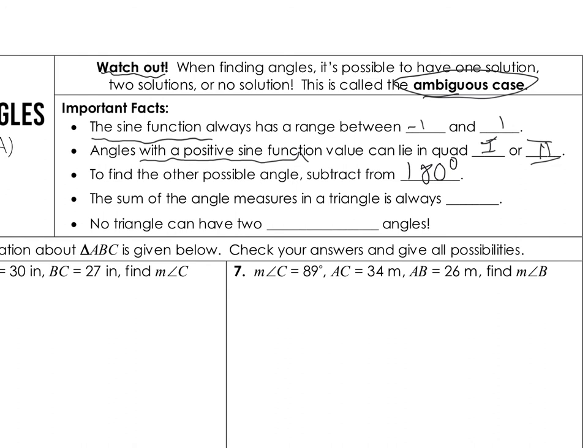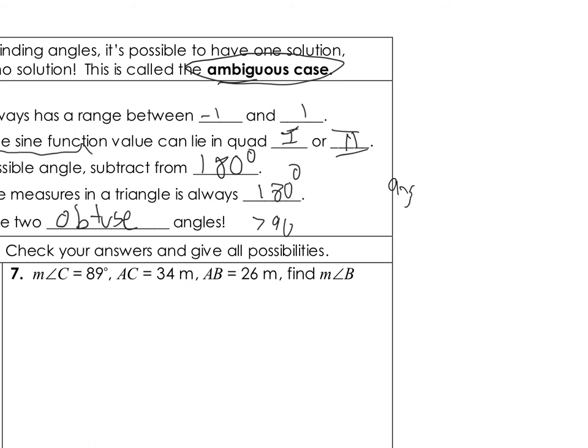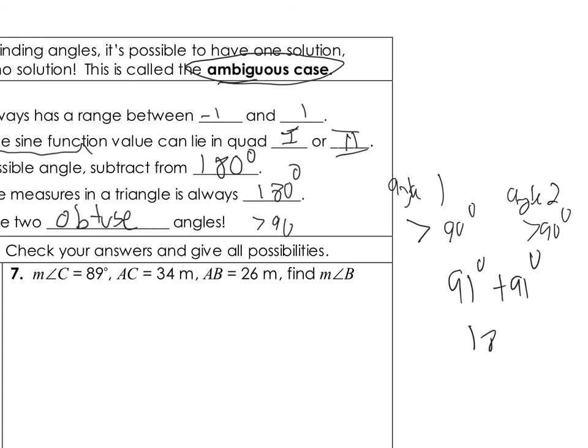The sum of the angle measures in a triangle is always 180 degrees. And no triangle can have two obtuse angles. Can only have one obtuse, can't have two, because obtuse means greater than 90. If angle one of a triangle was bigger than 90 degrees, and angle two was bigger than 90 degrees, even if it was 91 and 91, well, 91 degrees plus 91 degrees already adds up to 182 degrees. We still have angle 3 left in a triangle that can't exist because we're already past the limit. So that's why we can only have one obtuse angle.